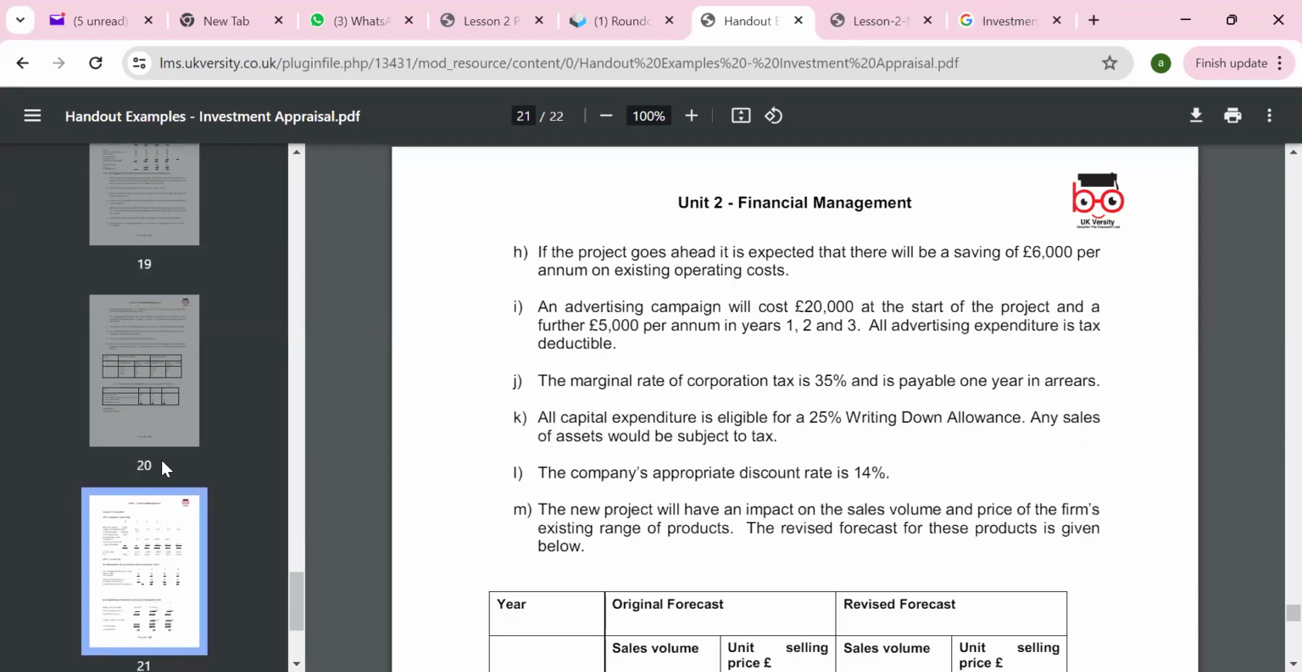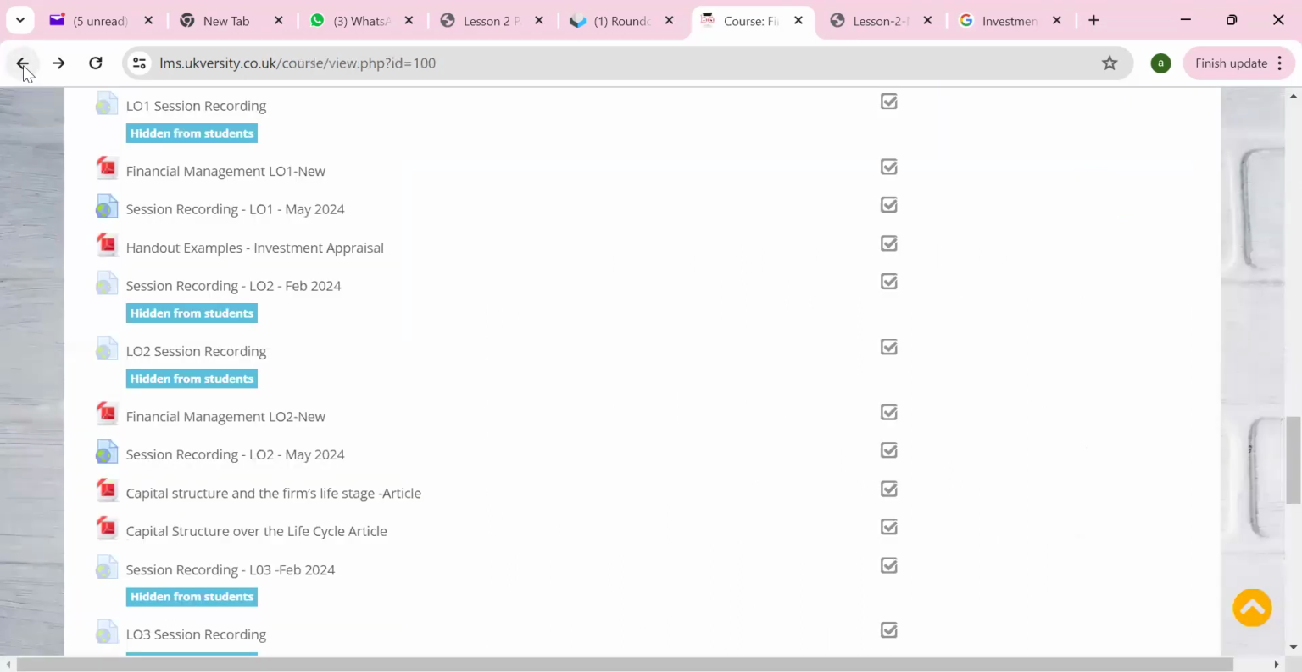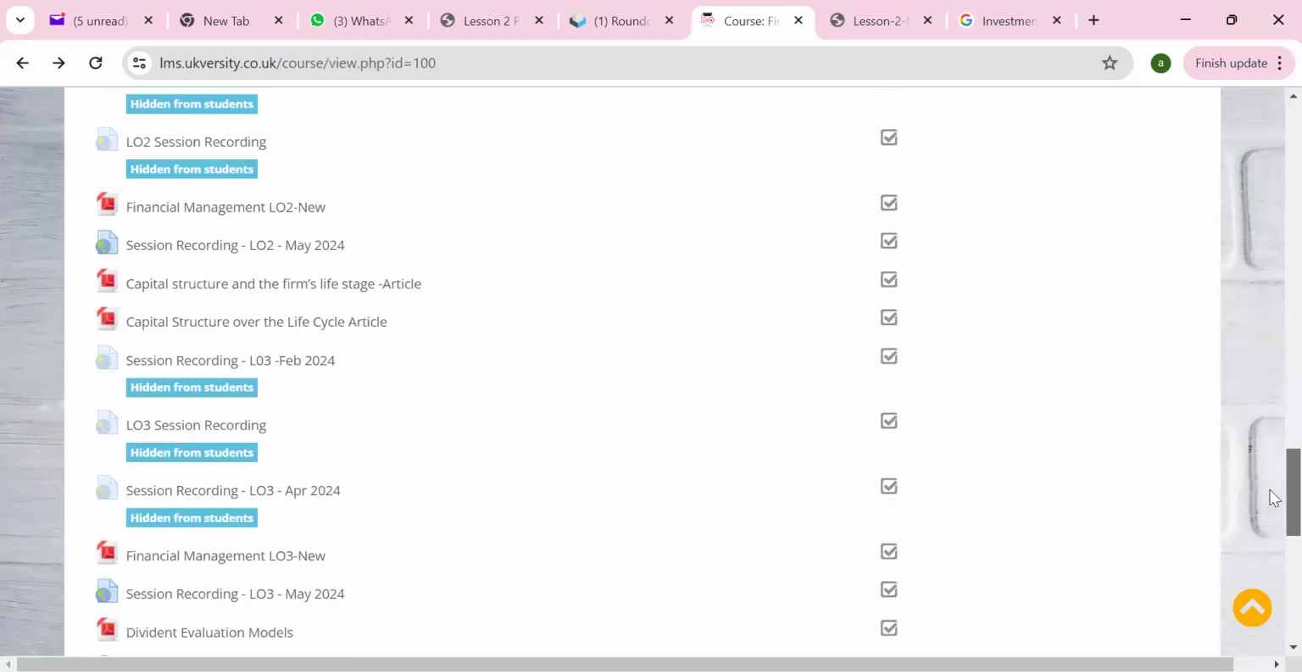If you have any questions, please feel free to ask. Anyone any question? No? Okay, then we can move to LO2, which is learning outcome two.